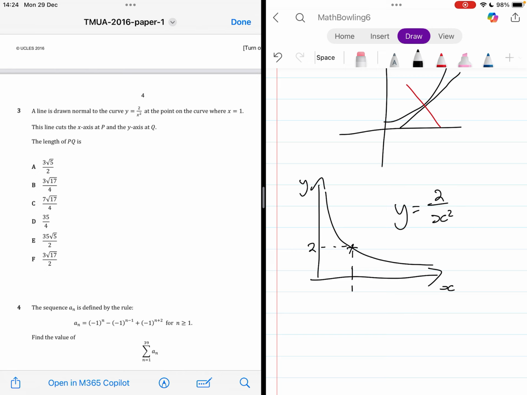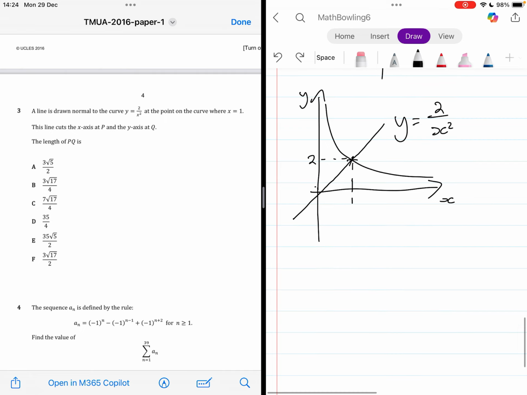Now it wants us to work out the line cuts the x-axis at P and the y-axis at Q. So first off, we can just add that in our sketch. It's going to look something like this. This is a little bit ambiguous. We don't know whether it's above or below the origin, but even so, it's just a sketch. It doesn't really matter. To work out the gradient, we're going to want to differentiate.